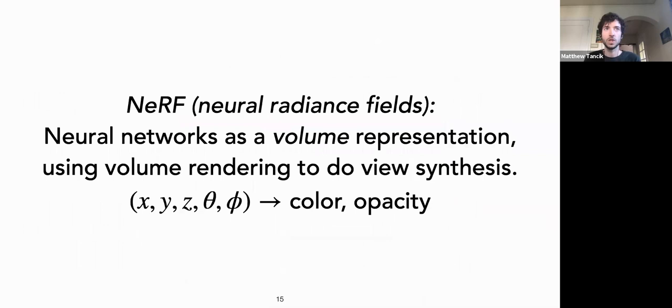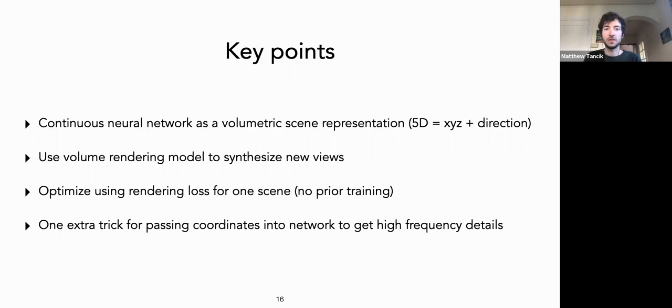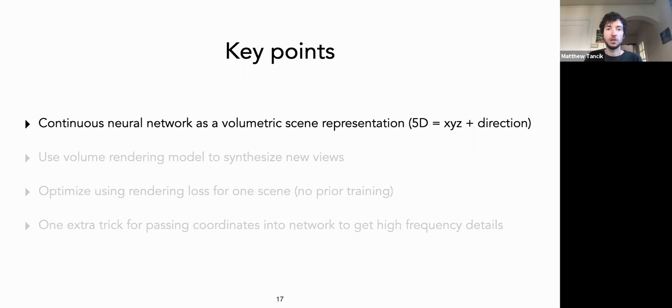So in this project, our core idea was to combine the benefits of both these methods. We use a neural network instead of a voxel grid to encode a volumetric representation of the scene. And then when we want to render new views, we use the same volume rendering style that has achieved these great results in the past. So these are the key details I want to cover in this talk for NeRF, and I'll expand on each in turn. Starting with the first one, let's take a look at how we represent the scene as a fully connected neural network.